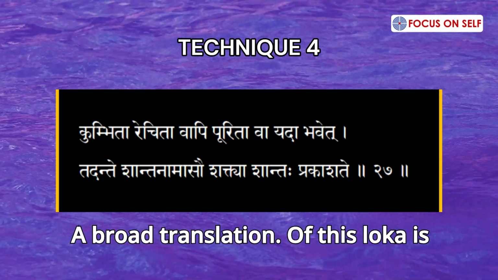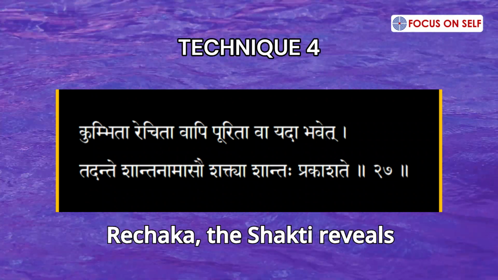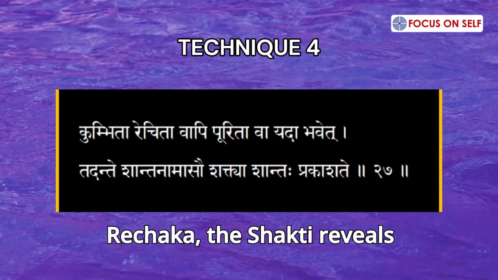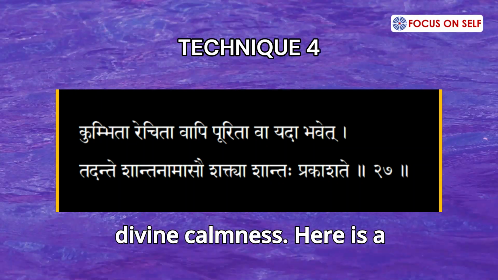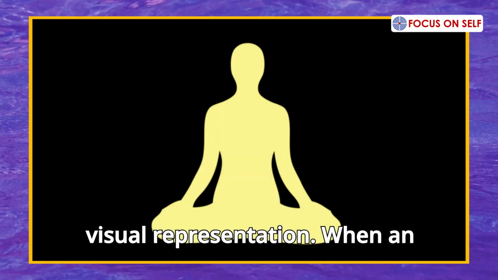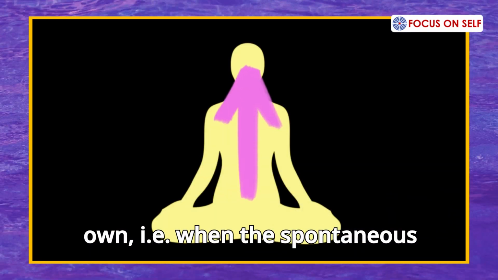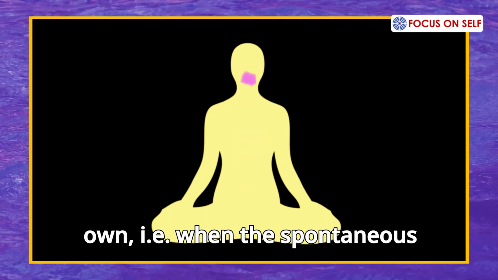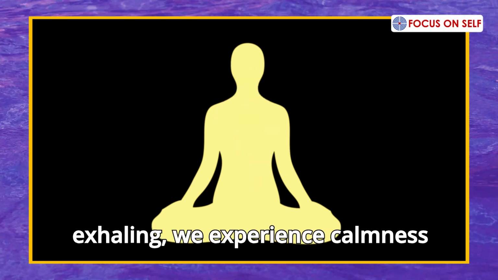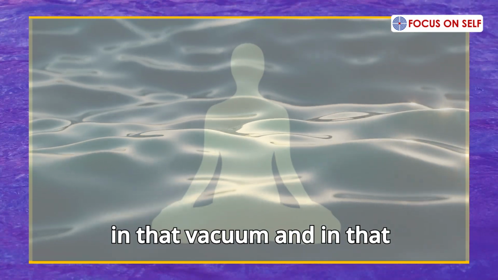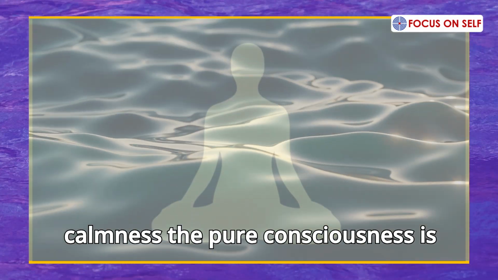Technique 4, Shloka number 27. A broad translation of this shloka is, when Kumbhaka takes place after Puraka or Rechaka, the Shakti reveals herself as Goddess Shanta or the divine calmness. Here is a visual representation. When an in-breath or out-breath stops on its own, that is, when the spontaneous breath takes a pause after inhaling or exhaling, we experience calmness in that vacuum. And in that calmness, the pure consciousness is revealed.